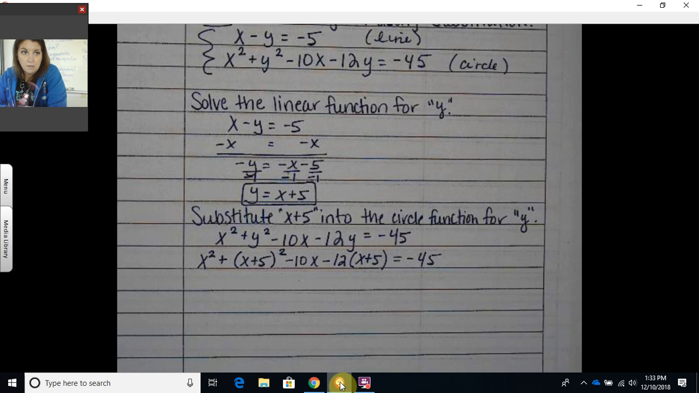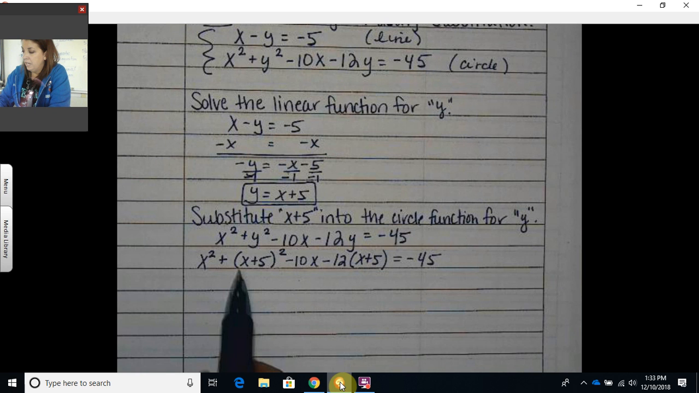So that looks crazy, but we know how to do every single piece of it. We know what to do. So first, let's get rid of the parentheses. X plus 5 quantity squared. Does that mean x squared plus 5 squared?